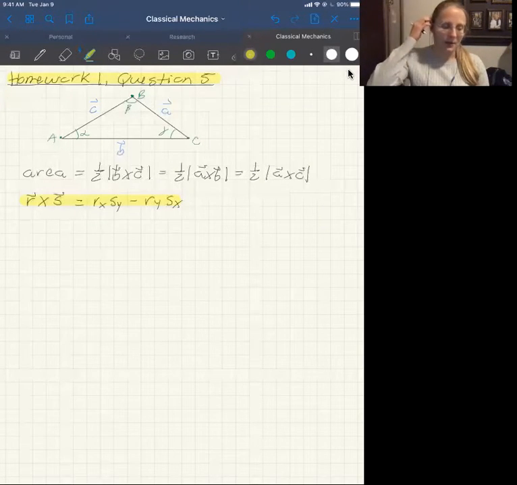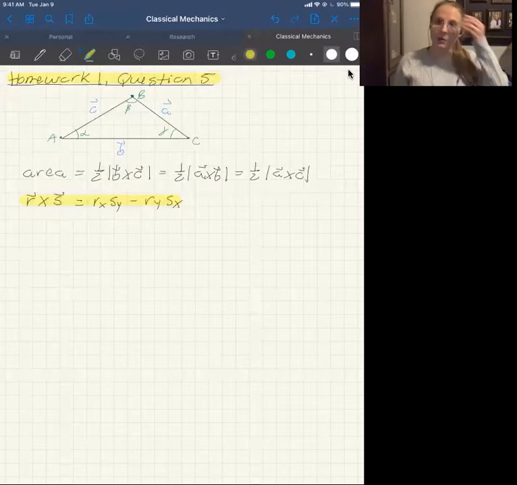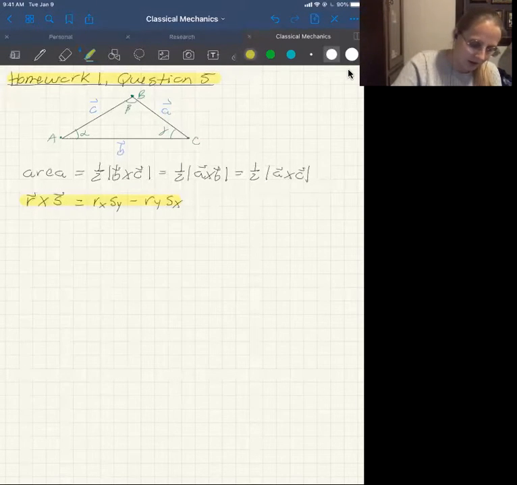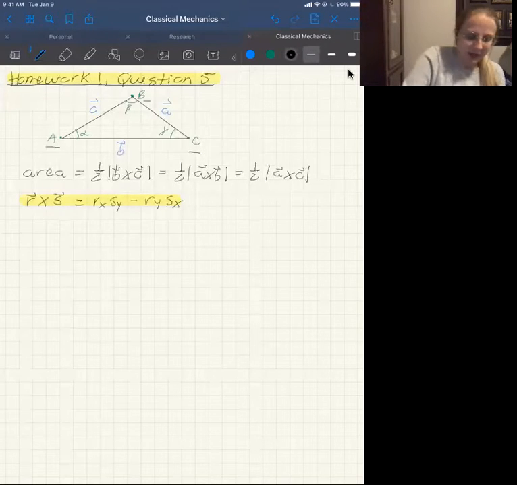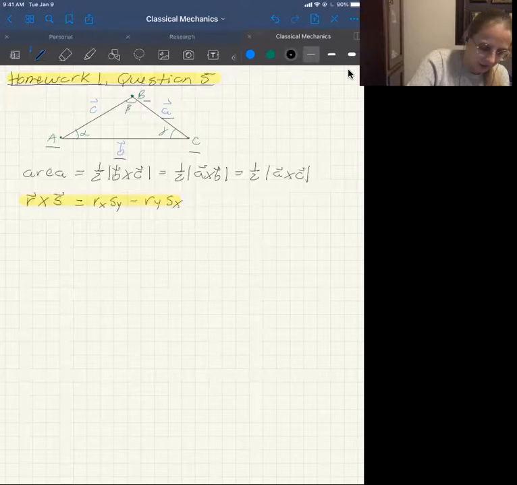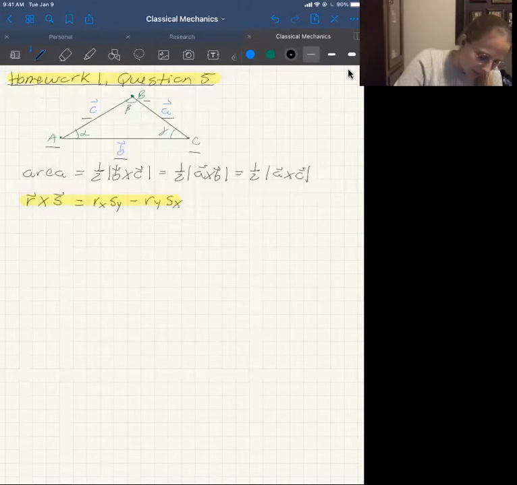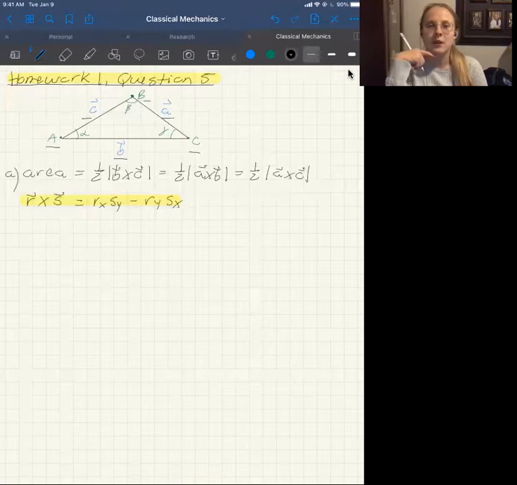Hello all. So this video explains how to do the fifth question of the first classical mechanics homework. If you look up this problem in Taylor, it gives you a triangle that looks something like this, where you have vertices A, B, and C with corresponding angles, and sides which are denoted by vectors little a, little b, and little c.